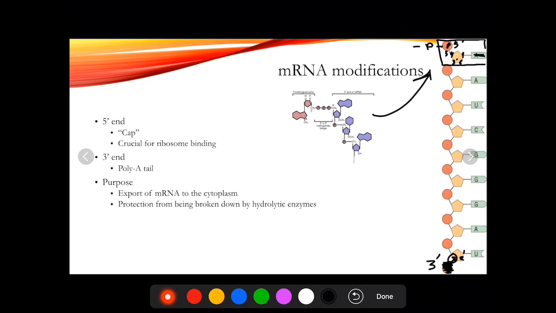We're just going to take a couple extra phosphates and a modified guanine, and it gets put on the end. Ribosomes are going to recognize that 5' cap and bind there. At the 3' end, we're just going to add a whole bunch of A's. And what do those things do? The 5' cap is important for ribosome binding, and both of them are important for export out of the nucleus and preventing any kind of breakdown.